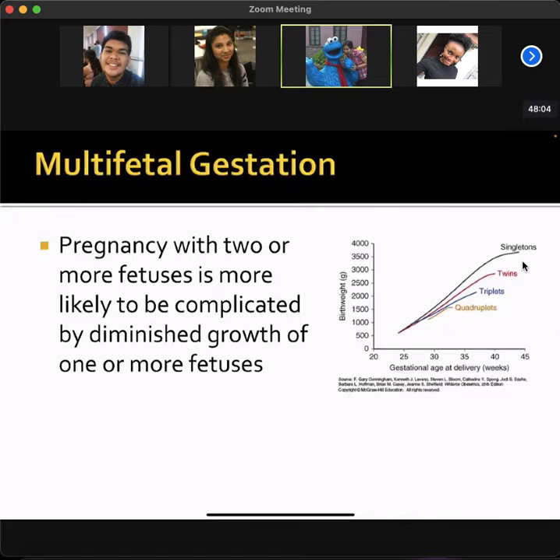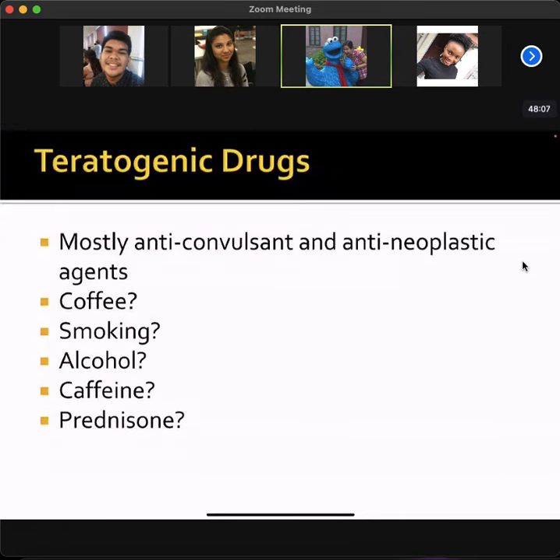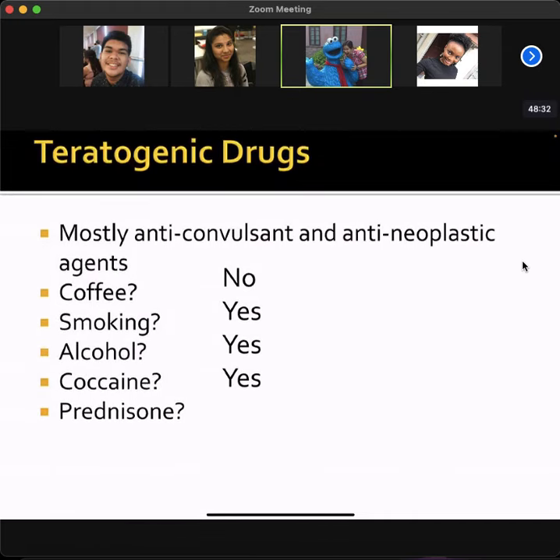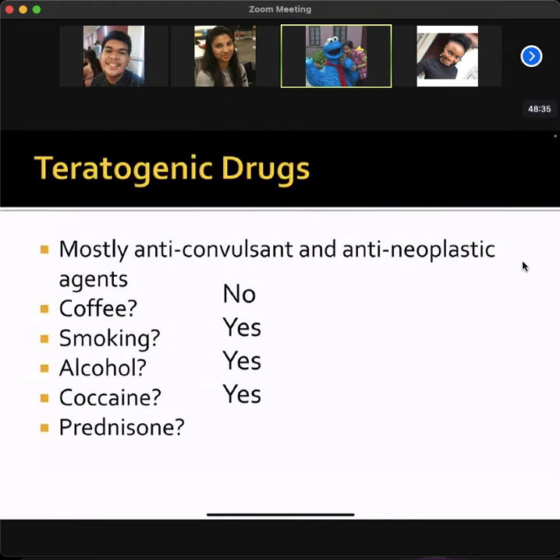What about teratogenic drugs? Mostly, the teratogenic drugs that affect fetal growth restriction are your anticonvulsants and antineoplastic agents. What about coffee? Can coffee cause fetal growth restriction? What about smoking, alcohol, and caffeine? The intake of coffee does not cause fetal growth restriction. But smoking and alcohol do cause fetal growth restriction.